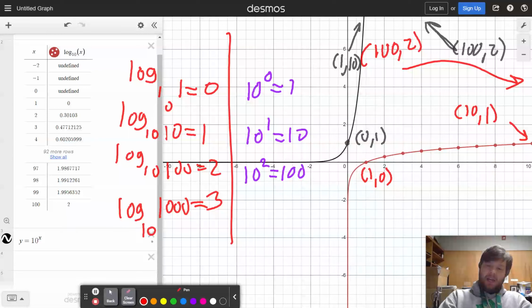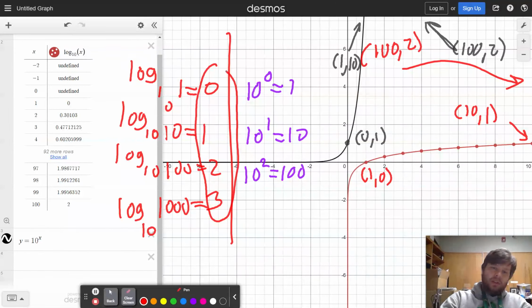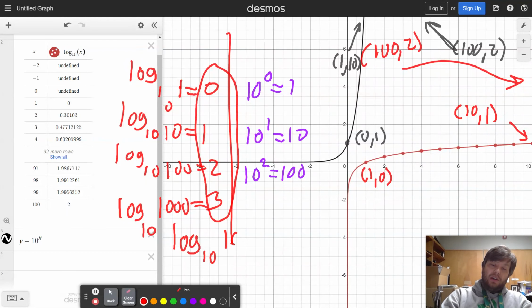And you should notice a pattern going on, that the answer is the number of zeros on the input. See? The number 1 has no zeros. The number 10 has 1 zero. The number 100 has 2 zeros. So now you should be able to answer any question that is log base 10 of any number of zeros.